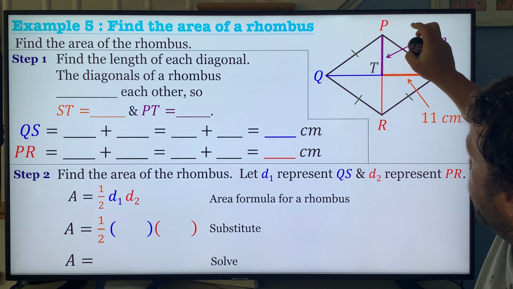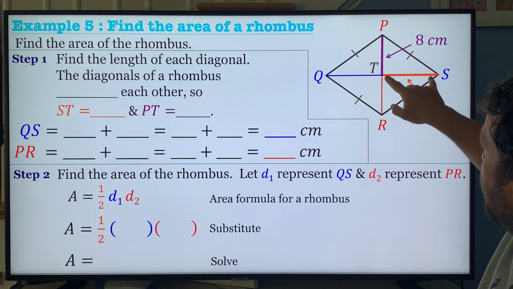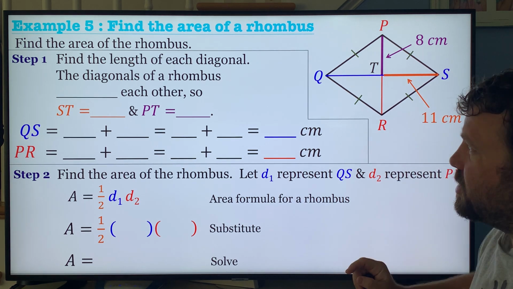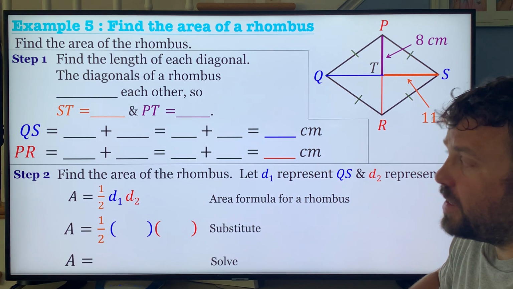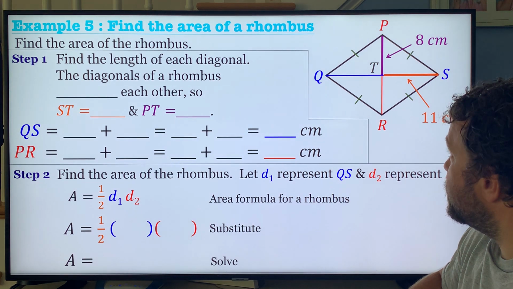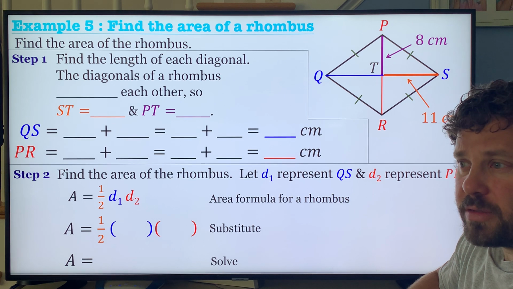Now, PT is 8, ST is 11. I made these colorful so you guys can see. Find the length of each diagonal. So the diagonals of a rhombus blank each other. What do they do to each other? A rhombus diagonal, not a kite, but a rhombus.